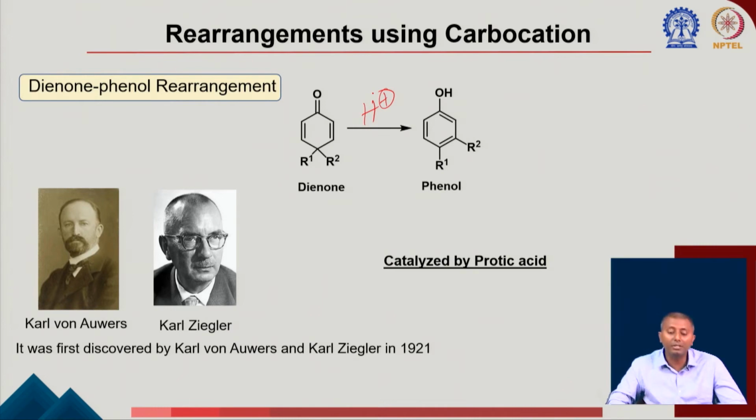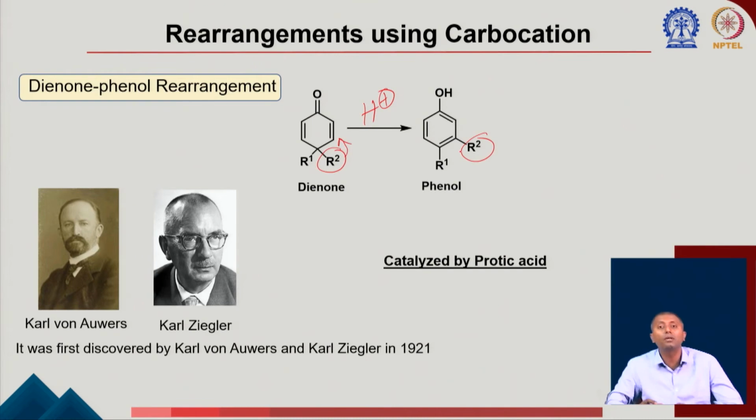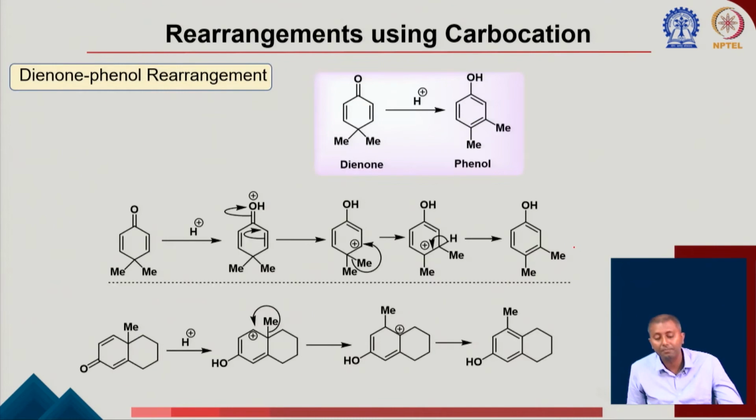And if you look into this, the important changes happen. If you started from dienone, you can see the only thing that happened is the R2 moved from this position to this position. So, that is the only change, and your dienone actually converted to the corresponding phenol. But if you look into this, your molecular weight didn't change at all. Okay. So, this reaction was discovered by Carl von Auwers and then Carl Ziegler. So, this was catalyzed by the protic acid.